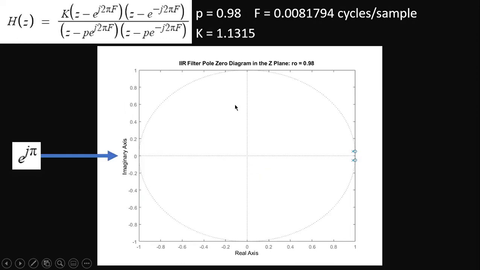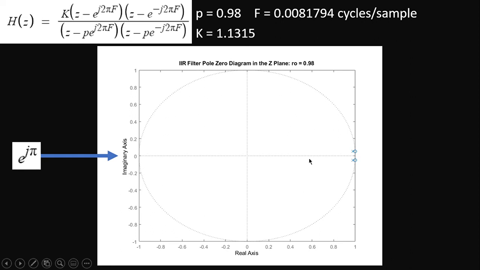So we can test our next type of filter, where we increase rho to 0.98. Now we have to calculate a new value of k once again. So once we get that, we can plot the pole zero diagram to show how our filter is going to behave. And so the poles now have moved closer to the zeros, and further away from this side of the z-plane.